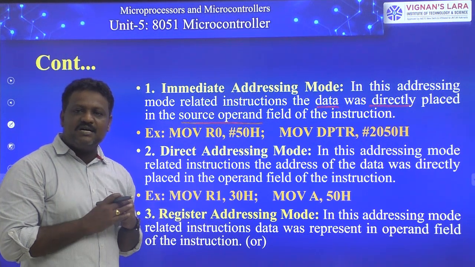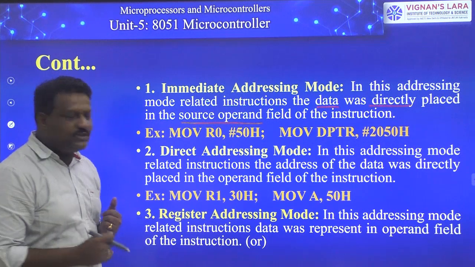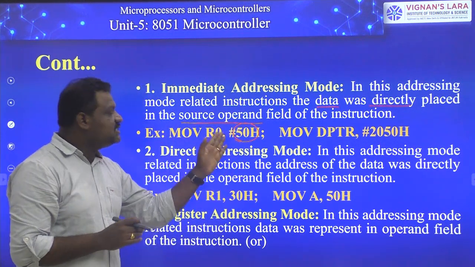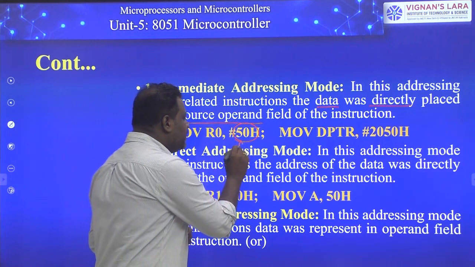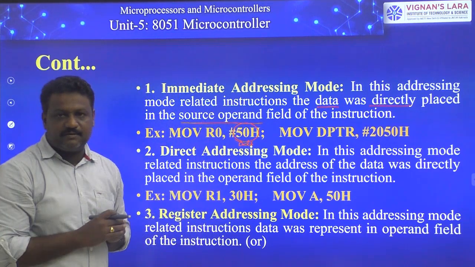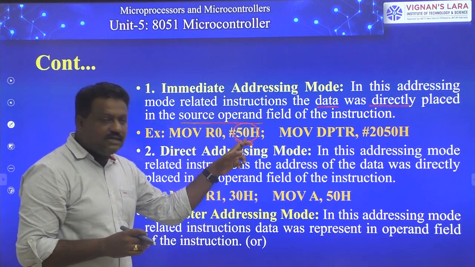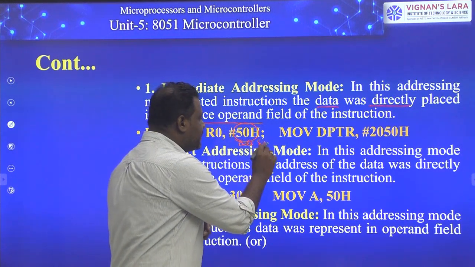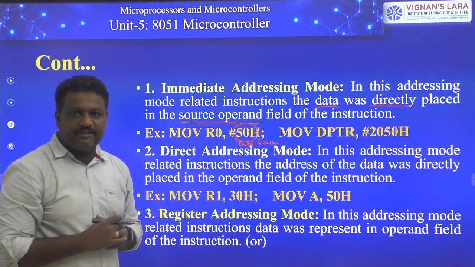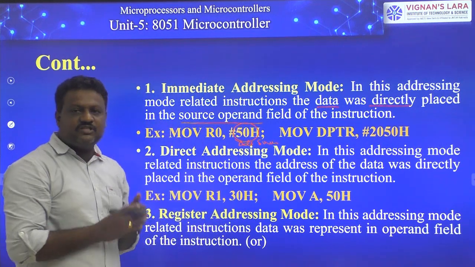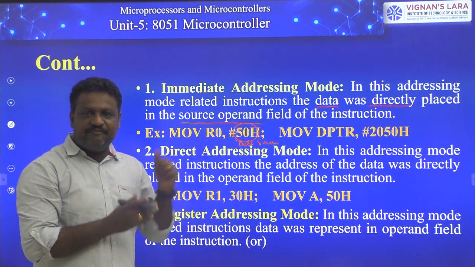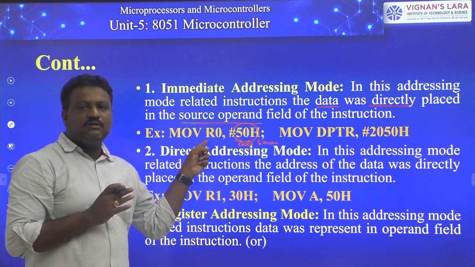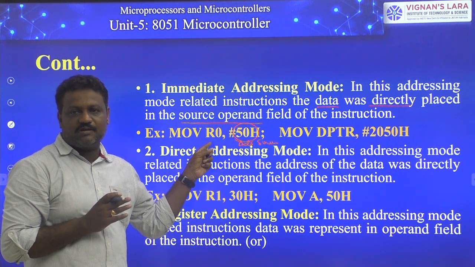Move R0, #50h. This 50h is our data, our immediate data. This immediate data is placed in the source operand field. So the meaning of the instruction MOV R0, #50h is that the immediate data 50h is moved to the general purpose register R0.